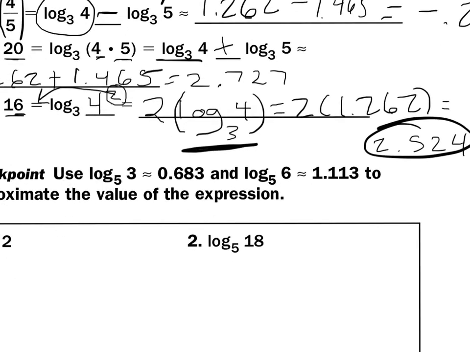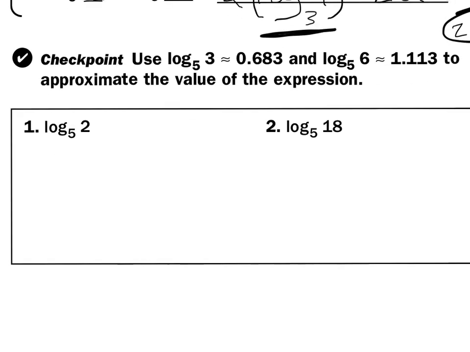One of the things I'd like you to try right now is the checkpoint. Very similar type of problem. You're going to use the fact that log base 5 of 3 is about 0.683 and log base 5 of 6 about 1.113.